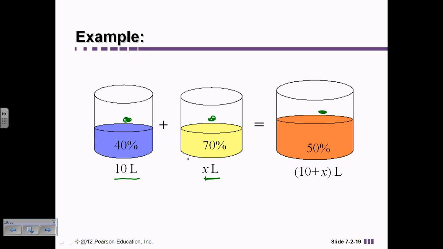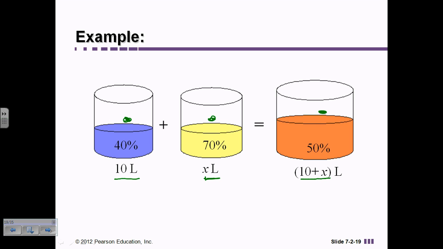So the thing you've got to remember here is that when I mix these two mixtures together, I will have 10 plus X liters. Okay, so I had 10 liters of the 40%. I don't know how many of the 70% I have, but when I mix them together, I'm going to have 10 plus X, or 10 plus whatever I get. That's how many liters I have.